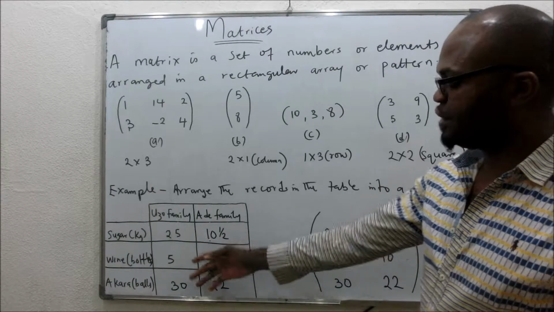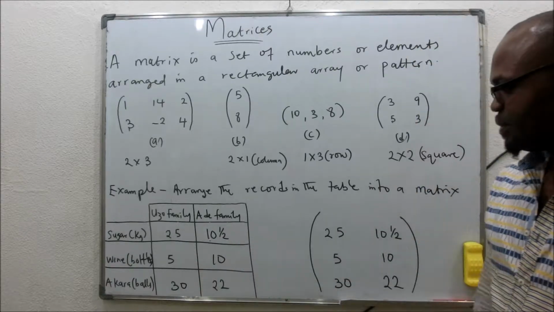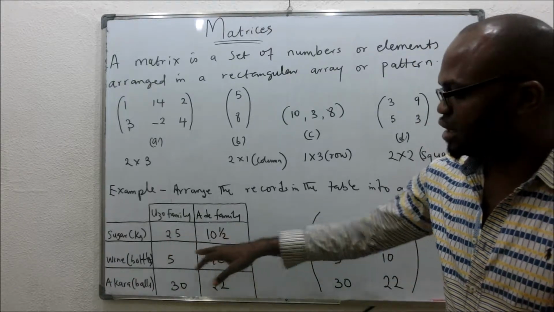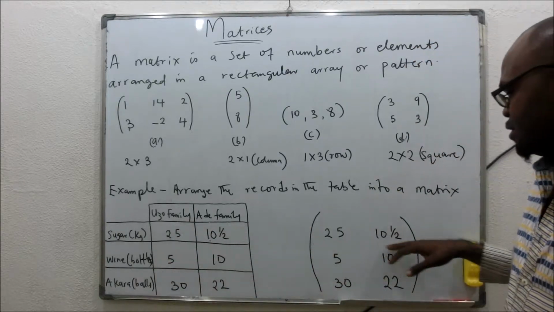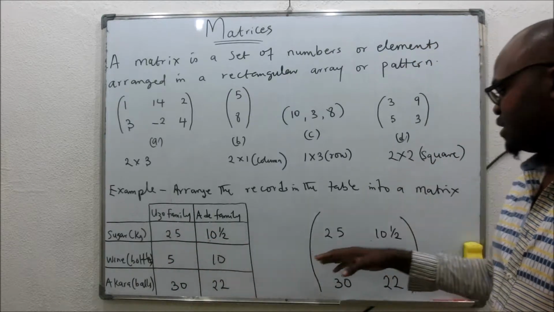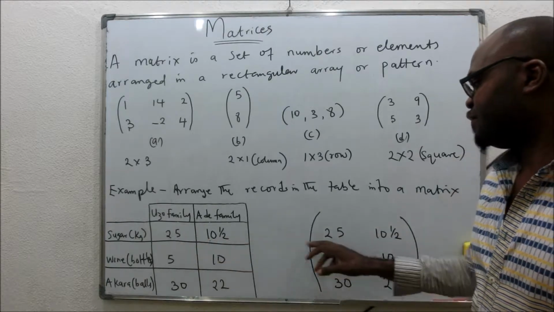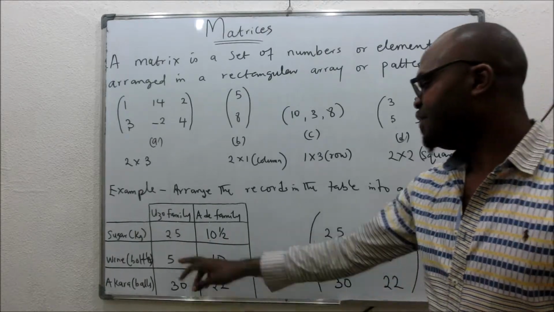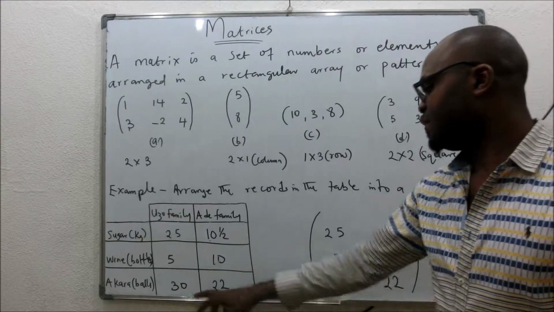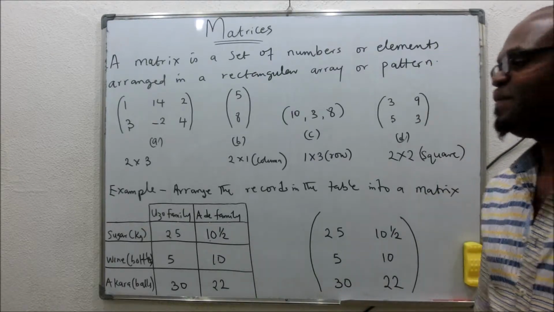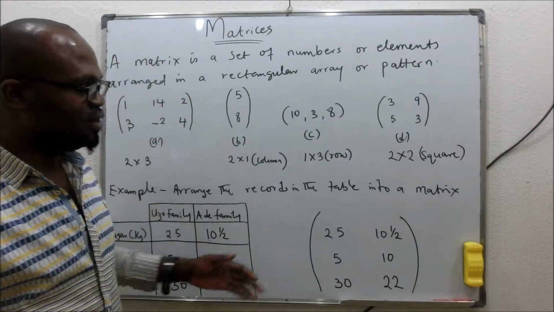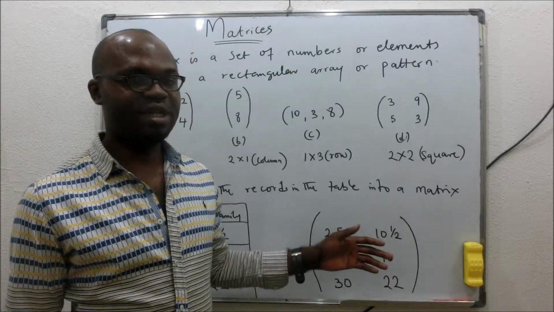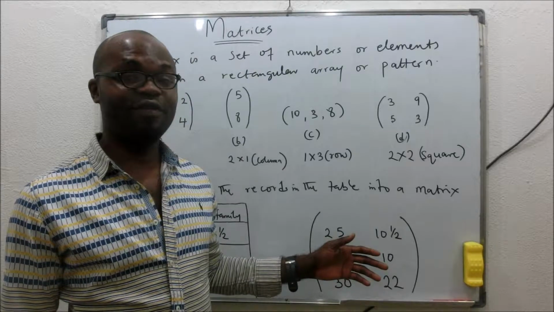So how can you fit this in a matrix? You see, these are the columns, these are the rows. Just put the information exactly the way it is there: 25, 10.5, 5, 10, 30, 22. So that's how you convert given data from a table to a matrix. And once you get it in this matrix form, you can do a whole lot of operations on it.